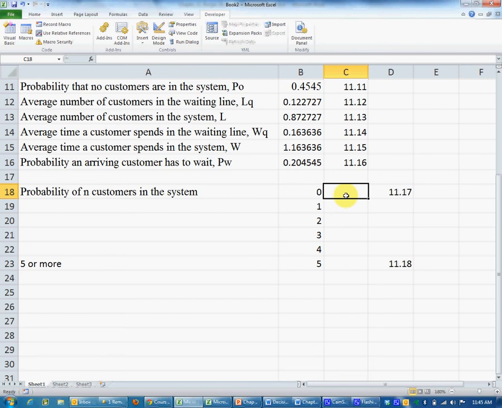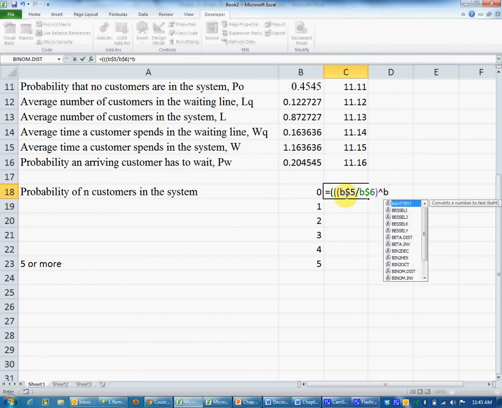Okay, so we're using equation 11.17 here. So that's the probability that we have 0 people in the system. So we're going to drag this, so pay attention for dollar signs. Equals, triple open, B $5 divided by B $6, close, to the power of B18. Okay. Close.